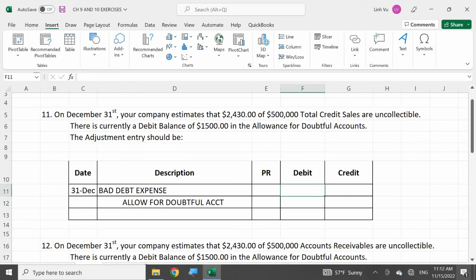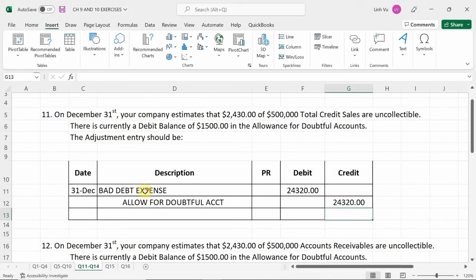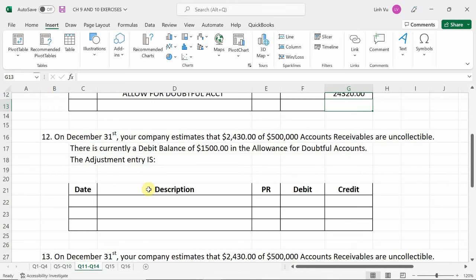And it's going to be $2,430 because we're using the income statement method. Okay? So, question number 12, if your company estimates that $2,430 of a $500,000 accounts receivable is to be uncollectible, okay? And there is a debit balance of $1,500 in the allowance for doubtful accounts, okay?